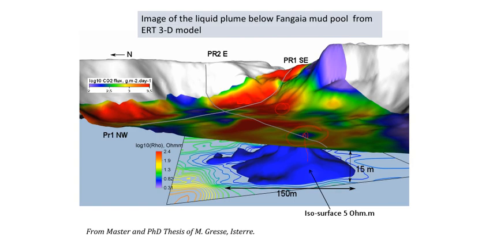The CO2 comes out of the surface, the vapor condenses, and produces a highly conductive body here in blue that flows down the sides. Here we consider this is the conductivity of the water. So we clearly see this liquid saturated layer that forms around the Fangaia mud pool.